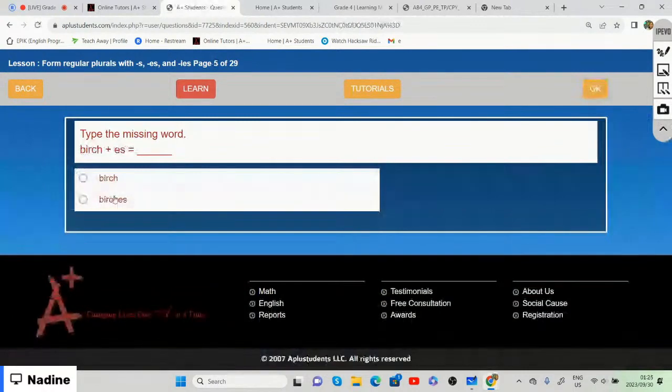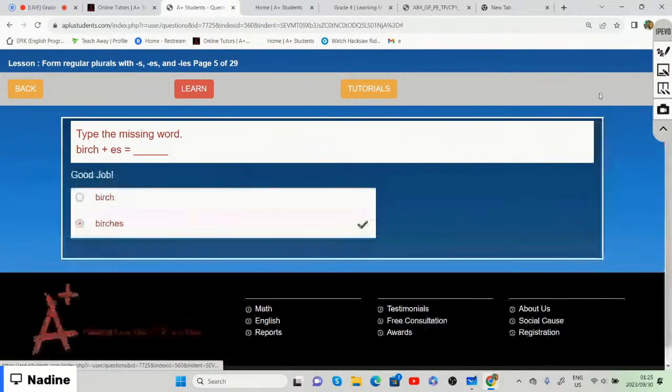Birch plus es. So birch plus es, it's like saying, is it birch or is it birches? Yes, birches. Birches is the plural form.